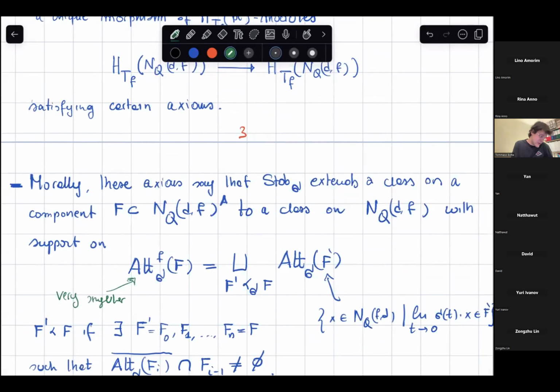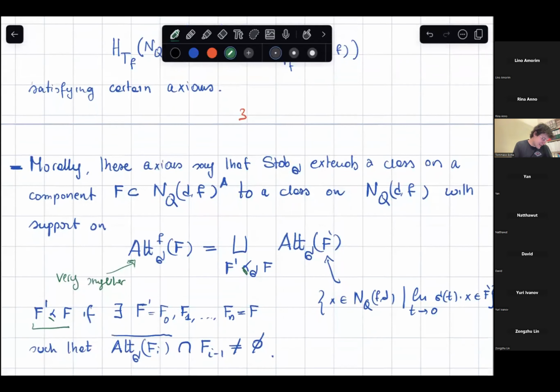And this is the union of all the attracting sets for the connected components F prime that are smaller than F with respect to a partial order that is defined with respect to the choice of co-character. So this is the formal definition. So F prime is smaller than F, I should say smaller or equal than F, if there exists a chain of connected components fixed by this A action, such that the closure of an attracting set of F_i intersected with F_{i-1} is non-empty.